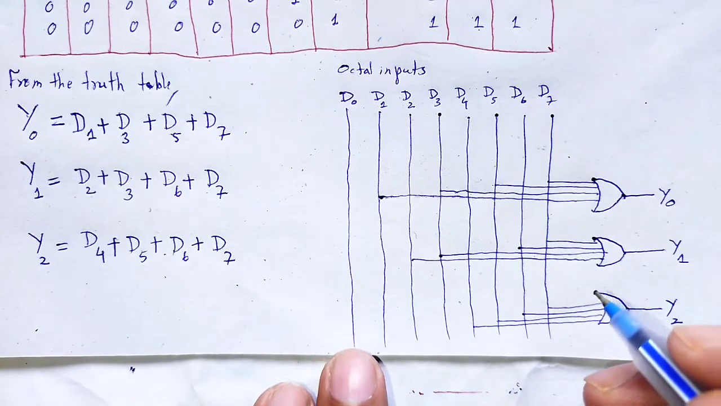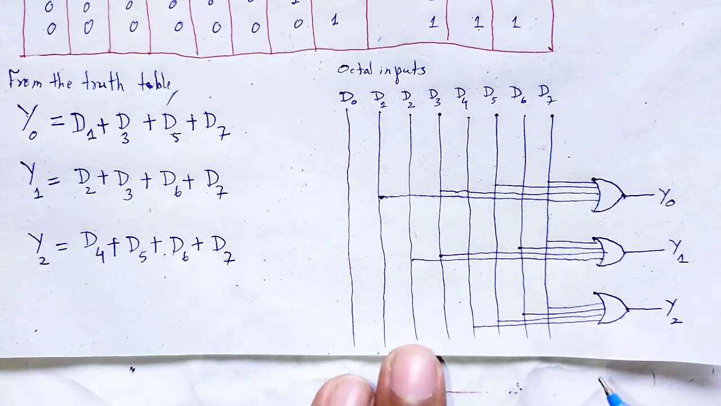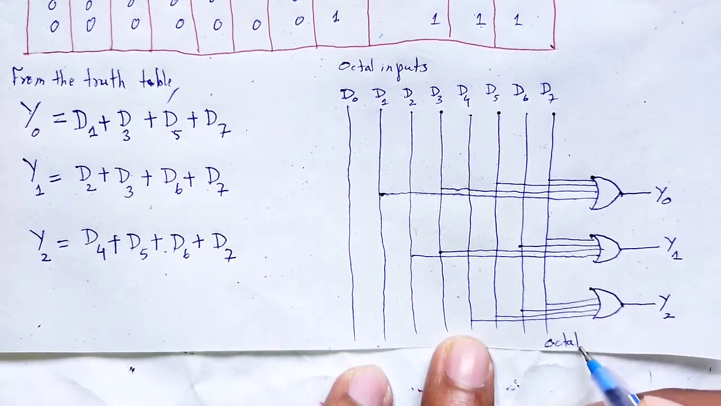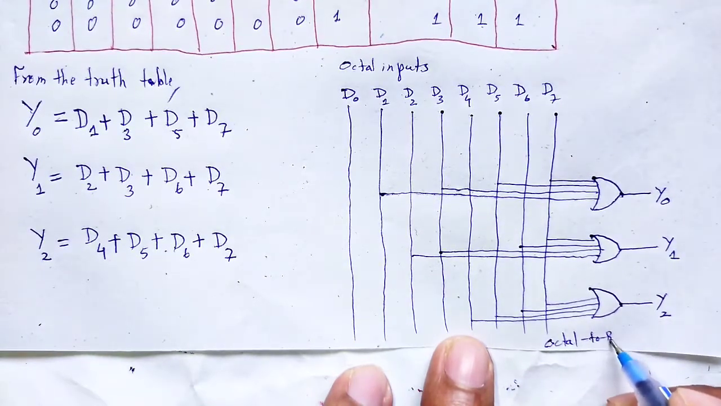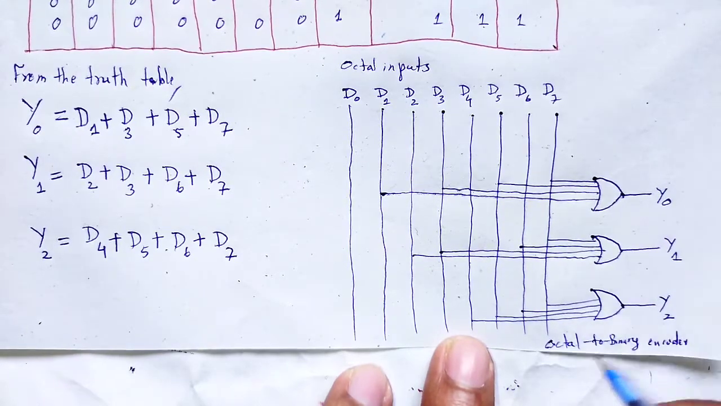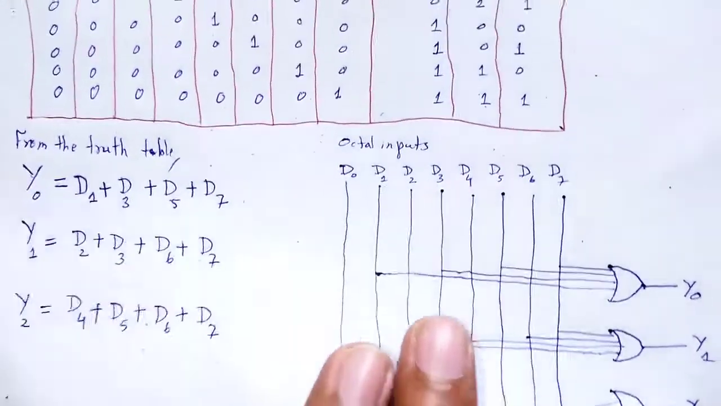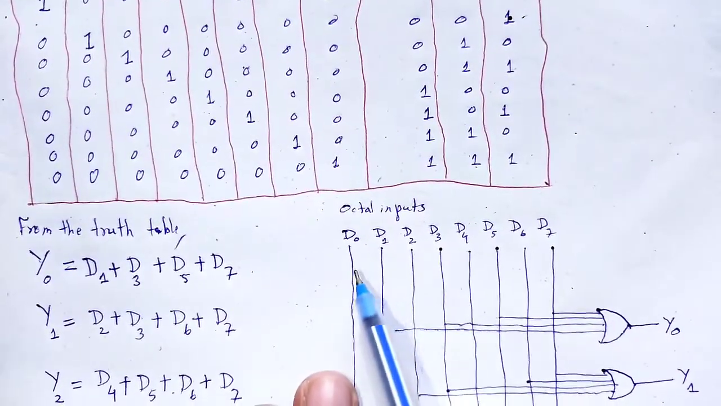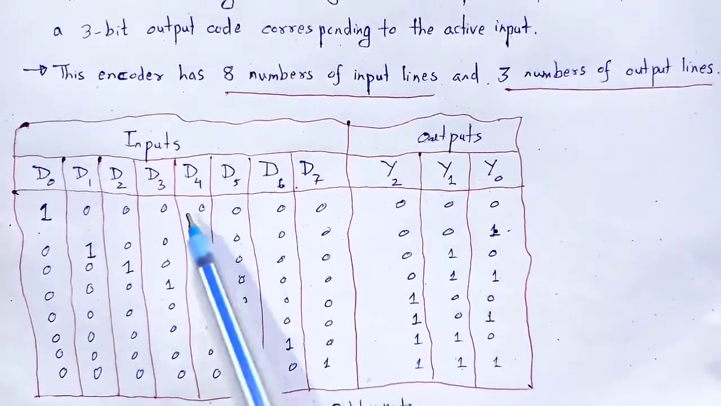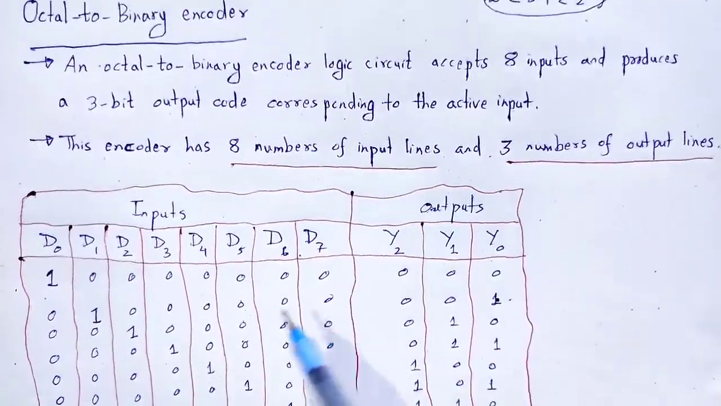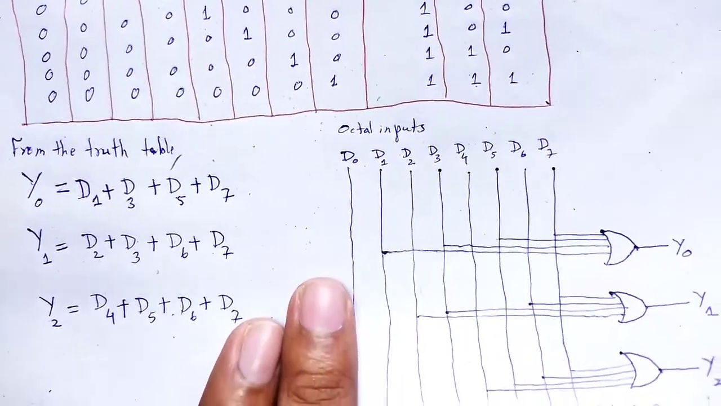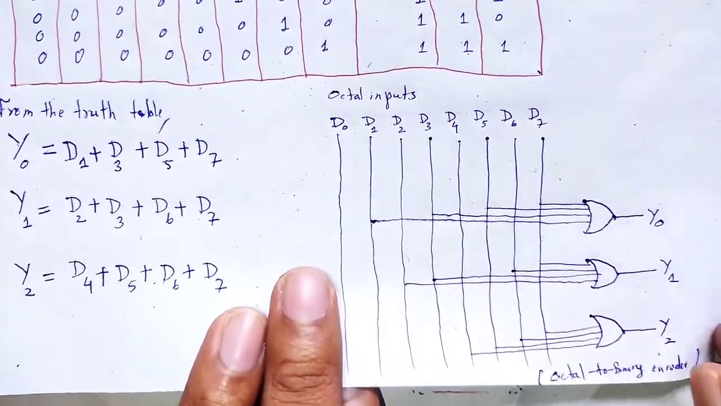That one is the logic circuit for the octal to binary encoder. It has 8 input lines and 3 output lines. We convert octal to binary by using the octal to binary encoder.